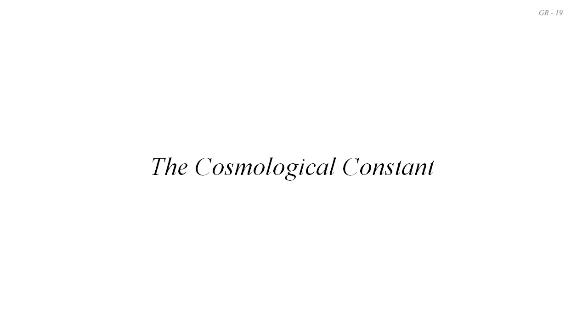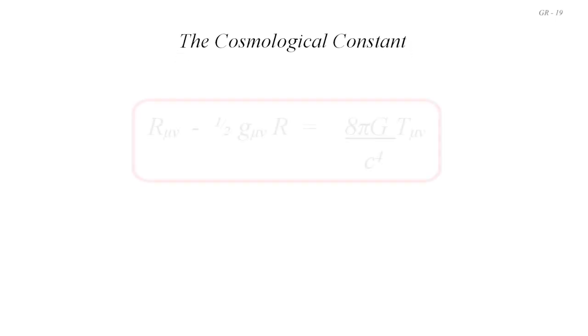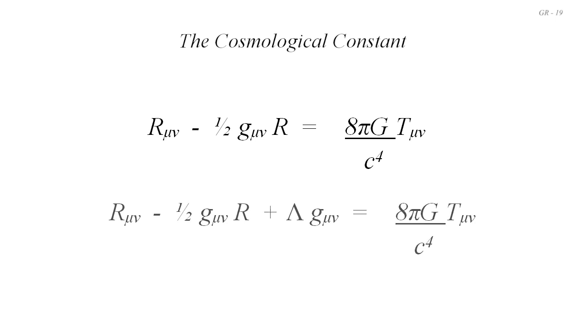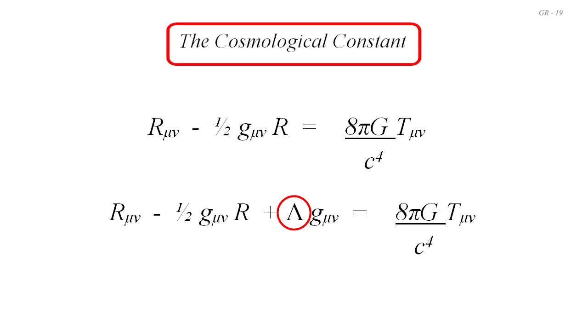Finally, I suppose it would be remiss of me to end this series of videos without mentioning something about the cosmological constant. You've almost certainly seen this within Einstein's field equations, which, rather than being written like this, which is what we derived, are often seen in this form, with this extra term, a constant lambda times the metric tensor g mu nu. This constant lambda is known as the cosmological constant, but why has it been inserted into the equations?